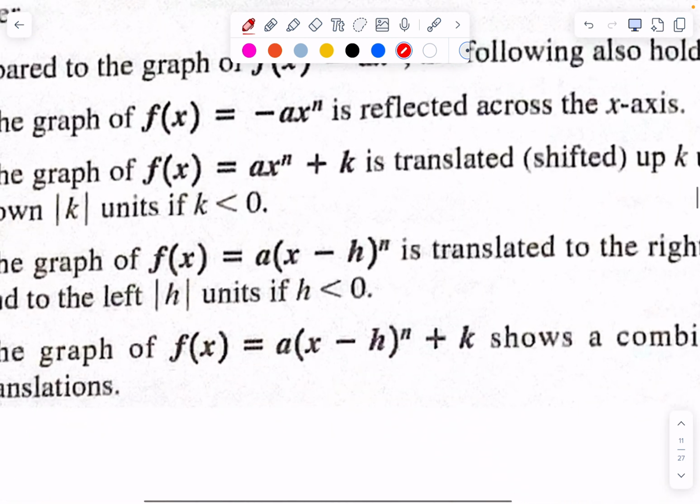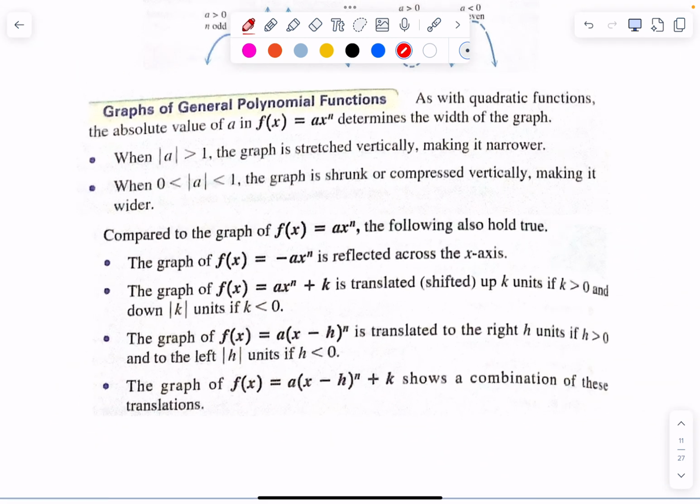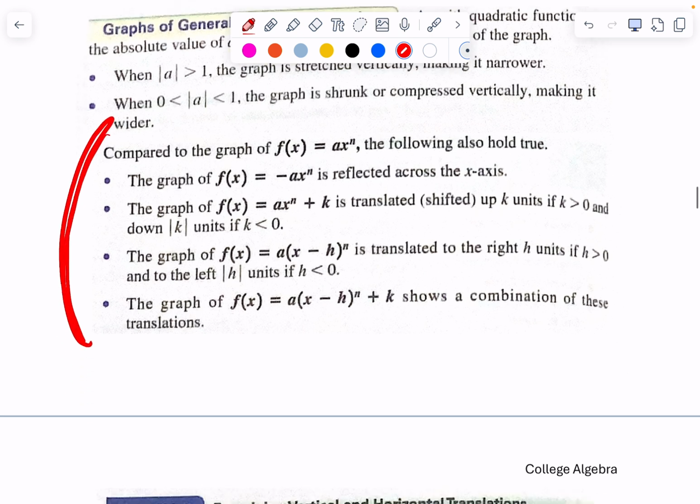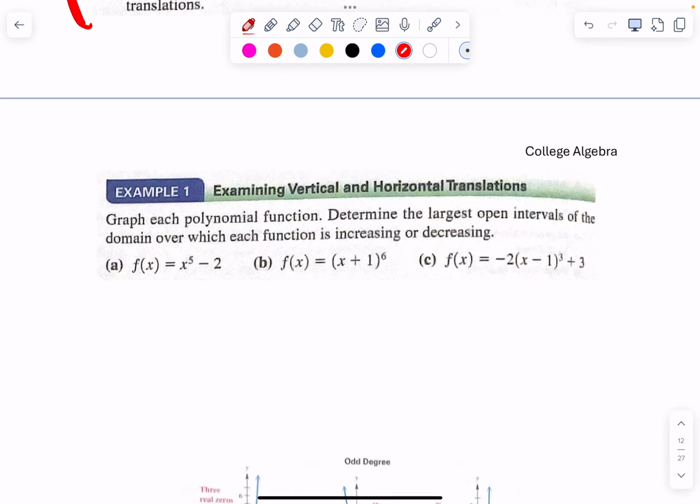These have to do with the transformations. So like to the left and down and whatever. Okay, so go to example 1. Let's just do this.